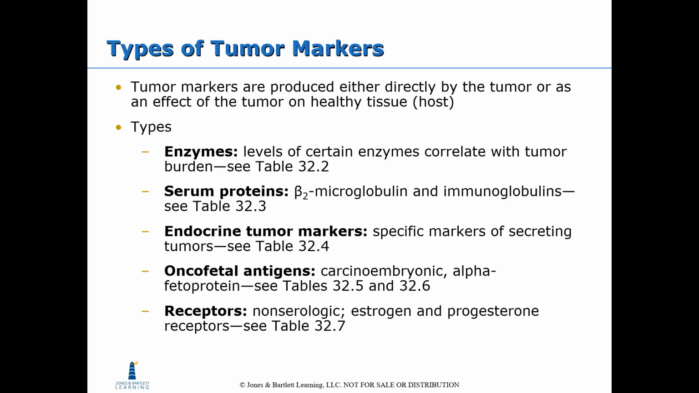Tumor markers are produced either directly by the tumor or as an effect of the tumor on healthy tissue. Types of tumor markers include enzymes. Levels of certain enzymes correlate with tumor burden. Serum proteins, beta-2 microglobulin and immunoglobulins. Endocrine tumor markers, specific markers of secreting tumors. Oncofetal antigens, carcinoembryonic antigen, alpha-fetoprotein, and receptors, non-serologic, estrogen and progesterone receptors.